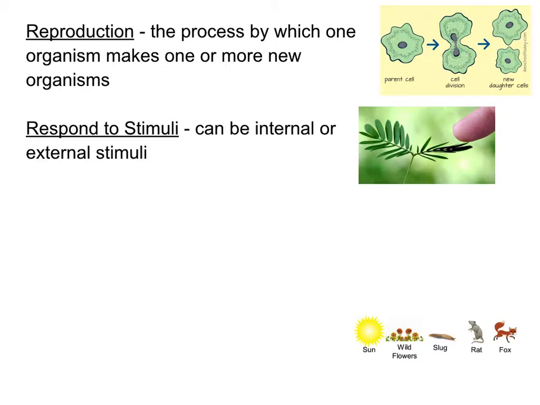The next characteristic is respond to stimuli. Stimuli can be internal or external. A stimulus is just something that causes a reaction, something that causes a response, really. Like when this plant gets touched, you can see it collapses and shrinks up. That's how it responds. That would be an external stimulus.